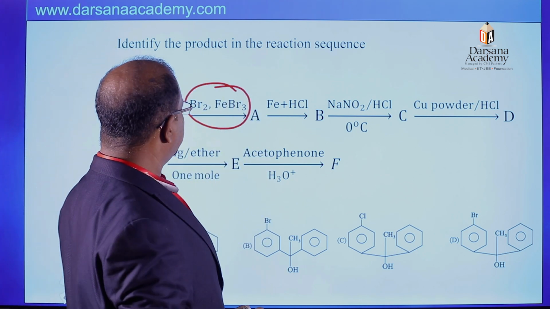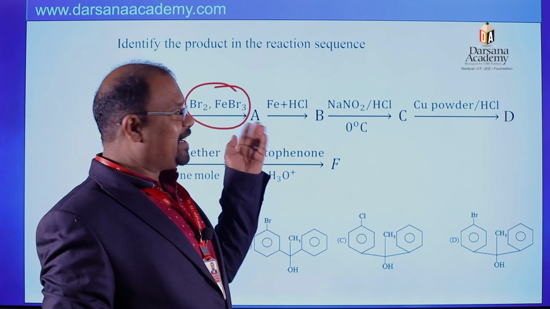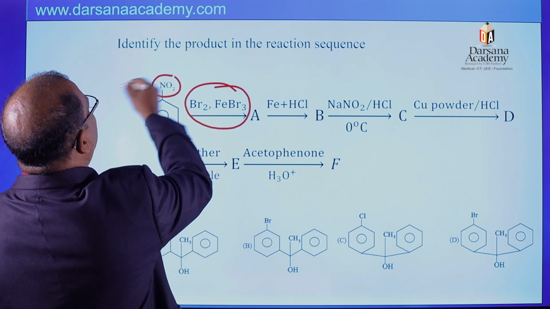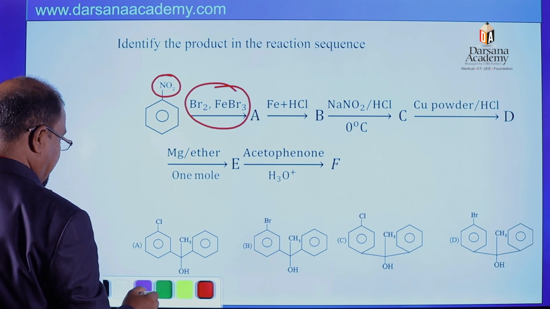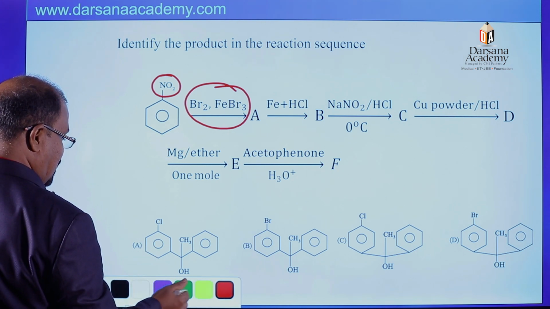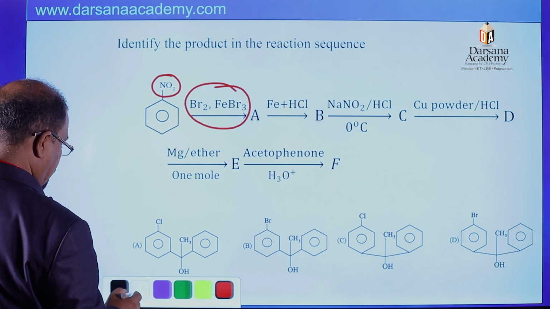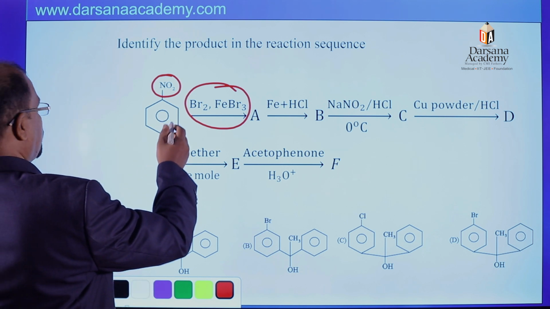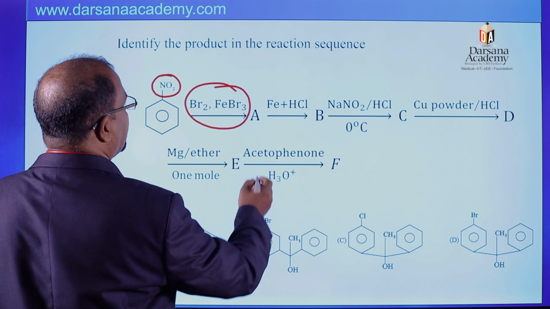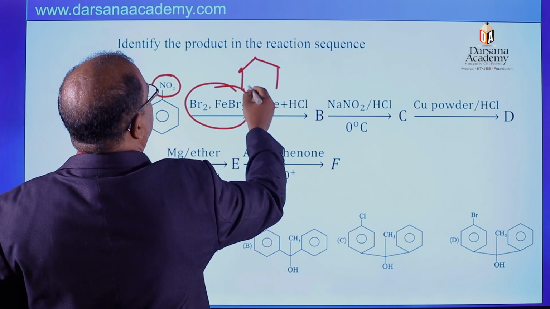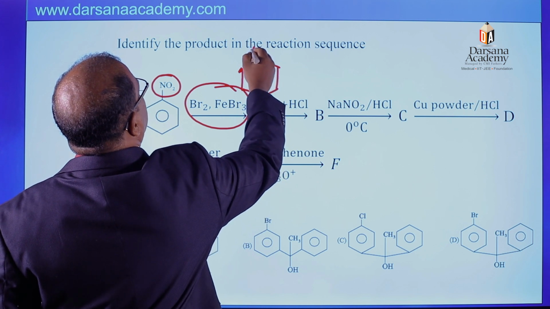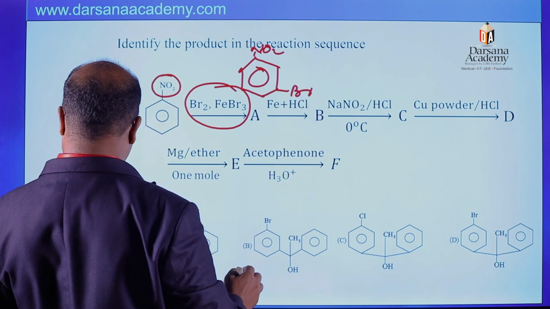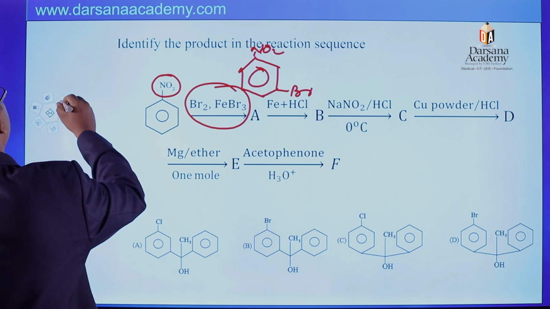What is happening here? The nitro compound undergoes bromination. The nitro group, NO2, is a meta-directing group, so it will direct the attack to the meta position. So A will be like this: NO2 will be there, and the bromine will attack the meta position. Clear?